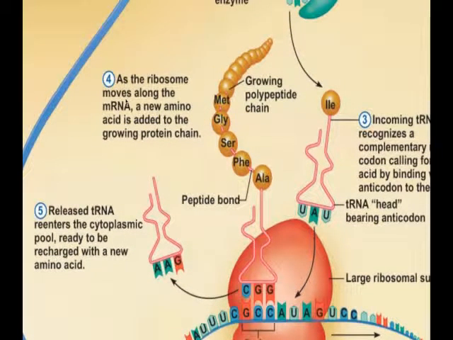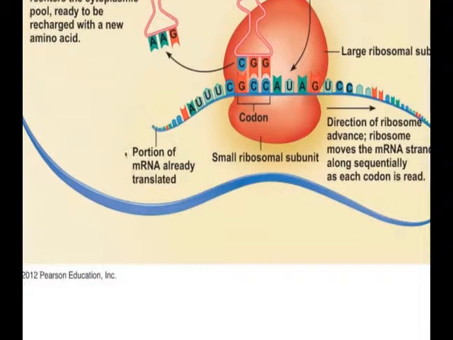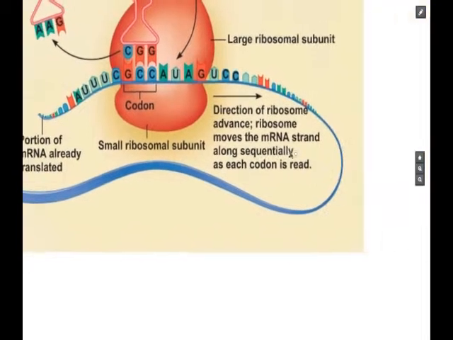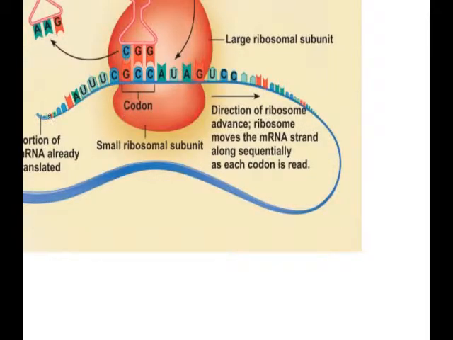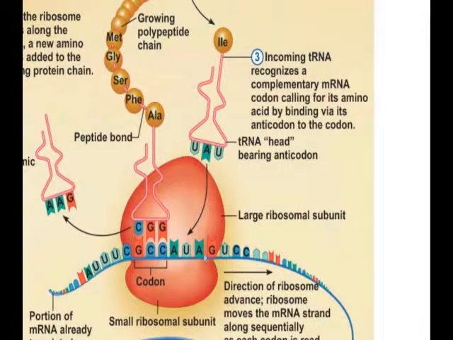So as ribosomes move along the mRNA, a new amino acid is added to the growing protein chain. What that means is then the released tRNA re-enters the cytoplasmic pool, and it is getting ready to be recharged with a brand new amino acid. Now, this is how this structure is moving. It's moving gradually in this direction. So as it moves on, a protein is continuously being built until the mRNA is completely pushed through the ribosome.